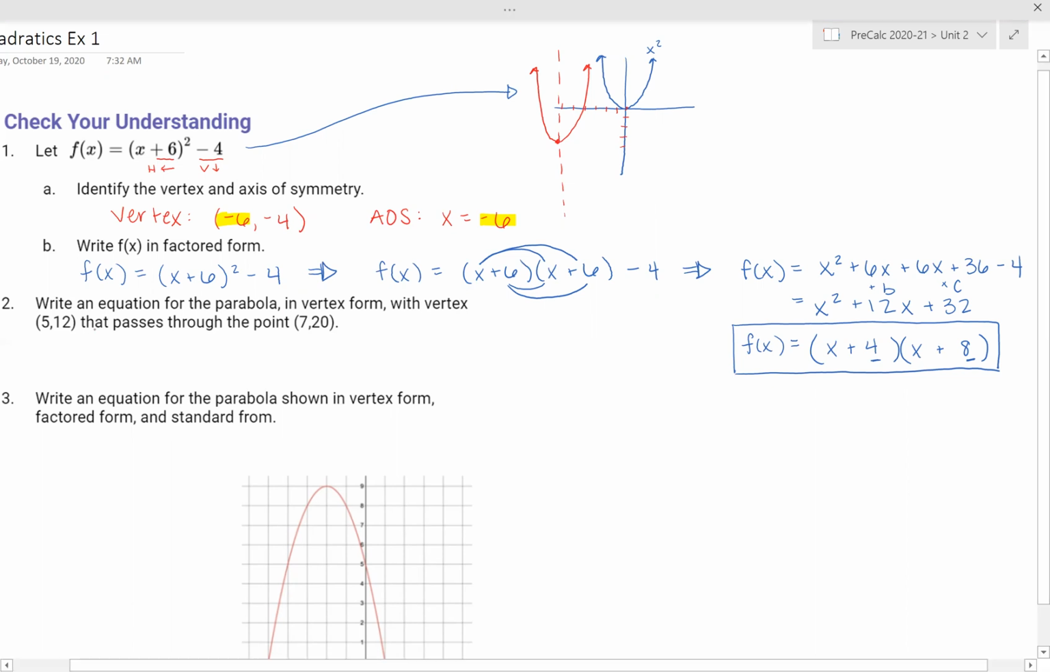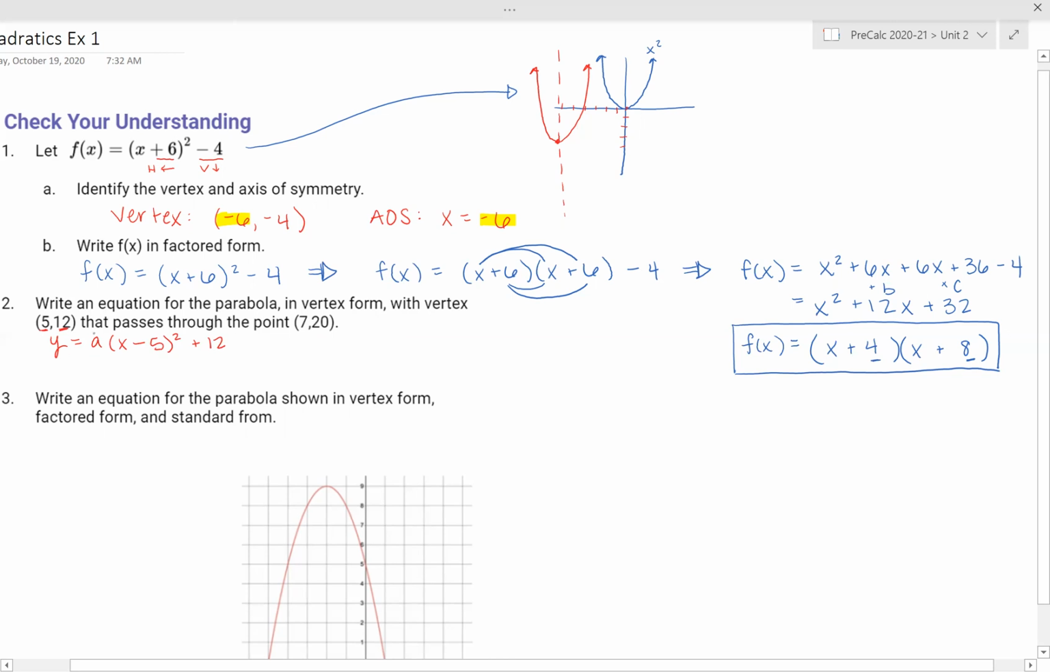Okay, next one says, write an equation for the parabola in vertex form with the vertex (5, 12) that passes through the point (7, 20). Well, for vertex form, I'm going to use y for the time being. y equals a times (x minus 5), the x value of our vertex, squared, plus the y value, 12.